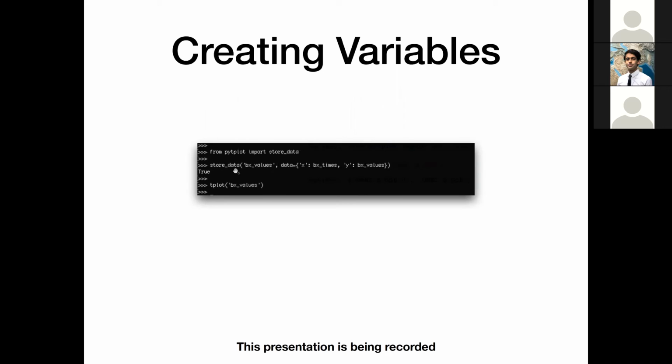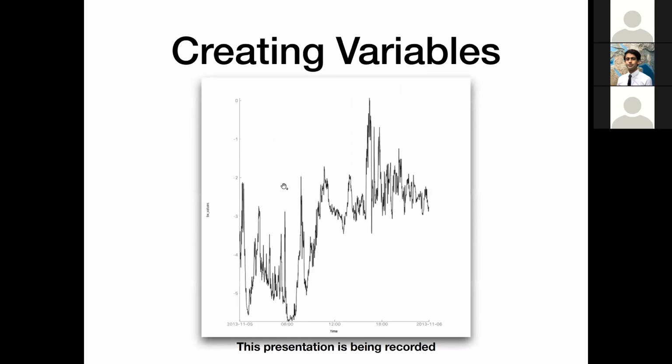And so I called store_data and created a new variable called bx_values, and then I called tplot on that new variable, and this is what was created. So this should be the same as the bx from before.